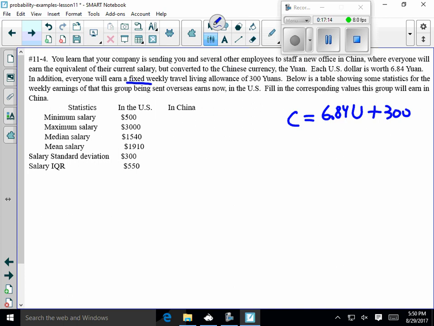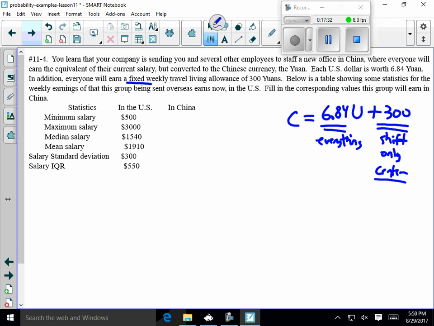The thing we have to remember is the multiplication affects everything, both measures of center and spread. But the shift only affects measures of center, not measures of spread.